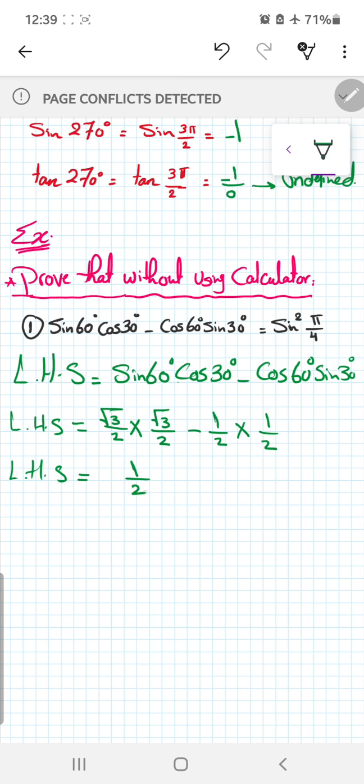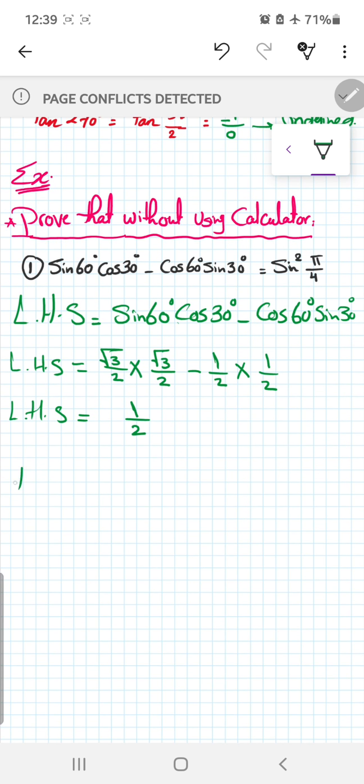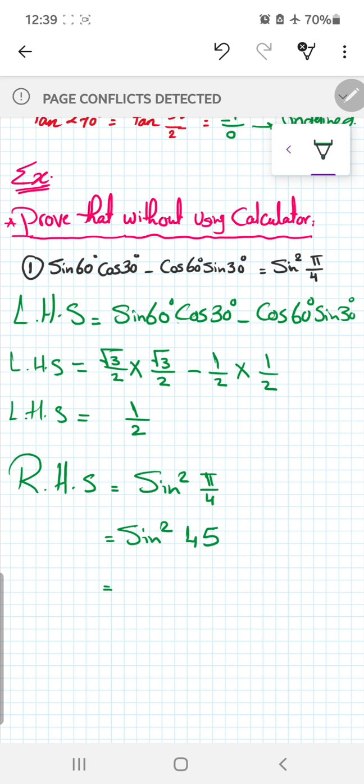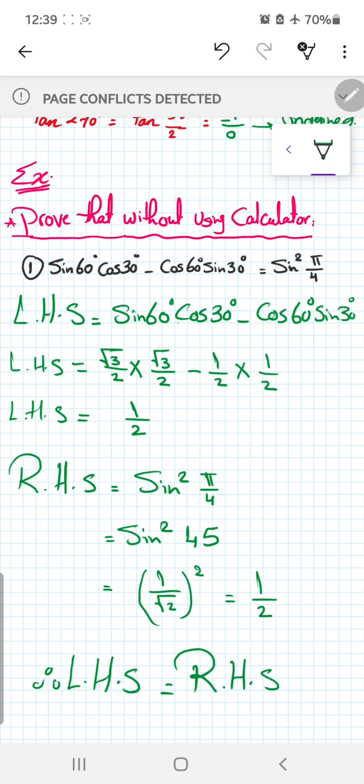We want to get the right hand side, which should also equal half. The right hand side equals sine power 2 of pi divided by 4, which is 180 divided by 4. So we get sine power 2 of 45. How to get sine power 2 of 45? Press in your calculator sine 45, which is 1 over root 2, all to the power 2, which also equals half. So we get the left hand side equals the right hand side.